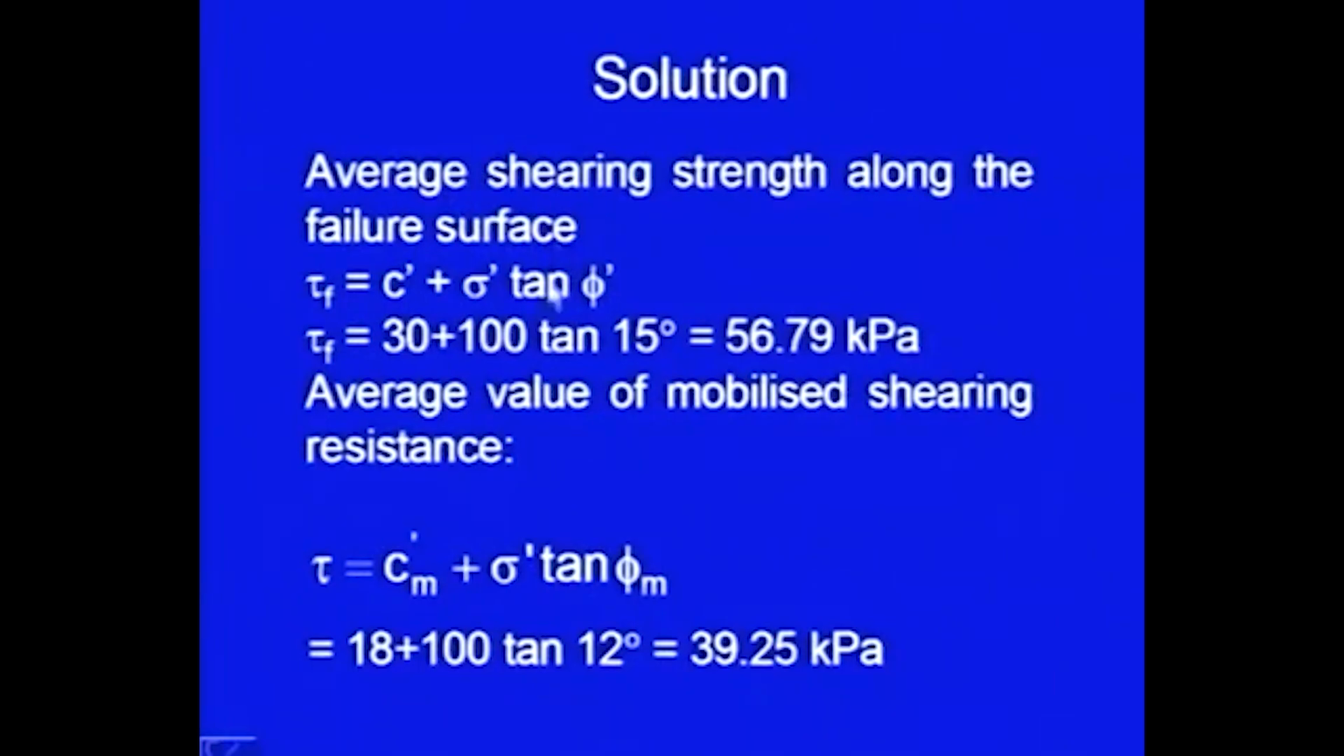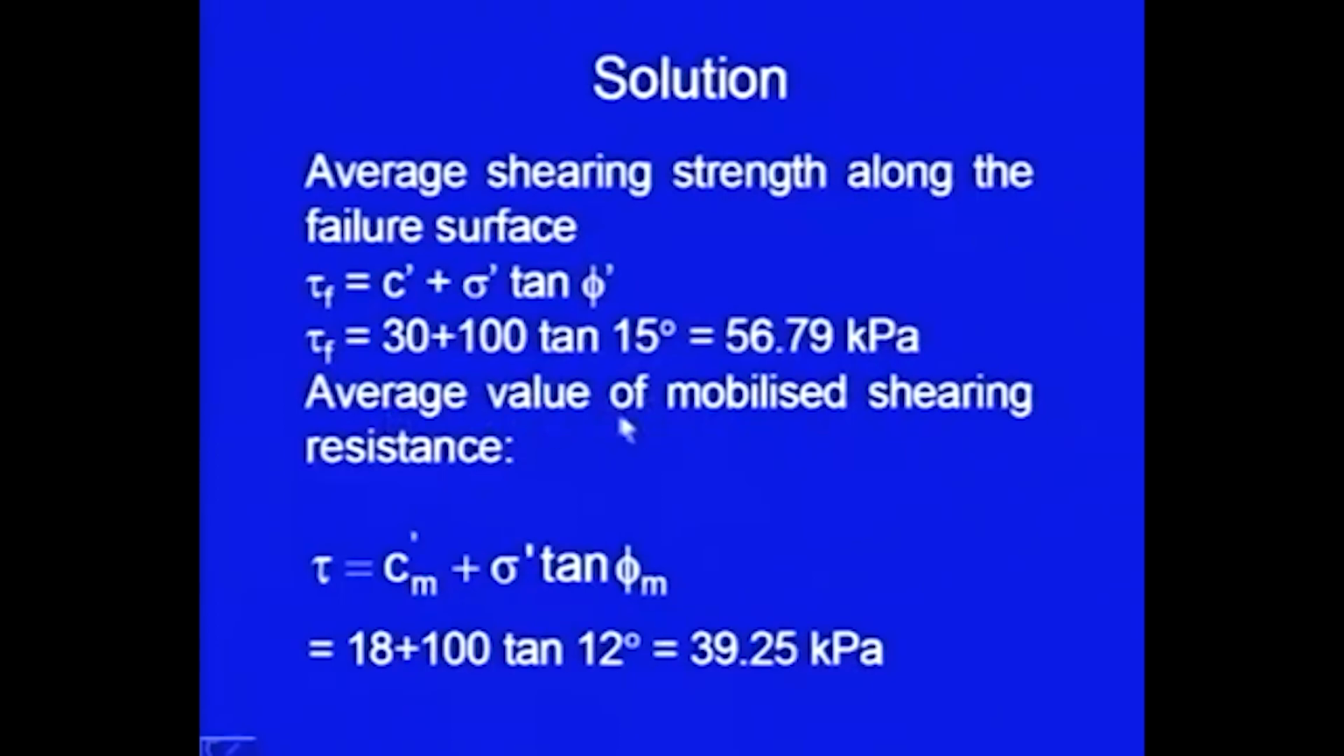This is the solution. Let us first calculate the average shearing strength. Shearing strength means the maximum available shear strength, the maximum amount which can be made available. So, tau f will be equal to C dash plus sigma dash tan of phi dash. C dash is 30, sigma dash is 100, phi dash is 15, and when I put these values, tau f comes out to be 56.79 kPa. So, this is the average shearing strength, the maximum strength.